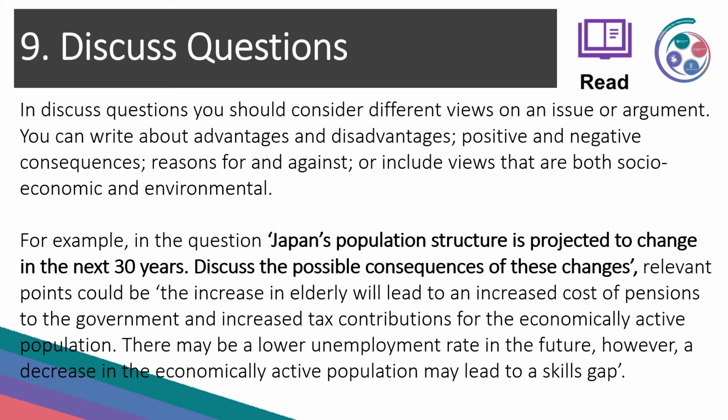For example, in the question, Japan's population structure is projected to change over the next 30 years, discuss the possible consequences of these changes. So they don't need to be good, they don't need to be bad consequences, they could be both or neither. You're not making a judgment on that, you're just going to tell us about what's happened. So relevant points could be the increase in elderly will lead to an increase in cost of pensions to the government and increased tax contributions for the economically active population. So let's look at the question and you can have a shot at it.